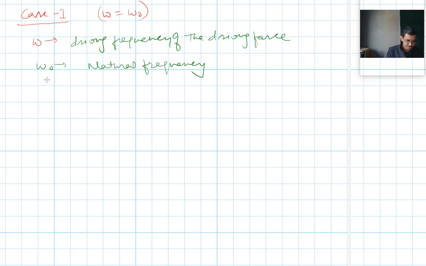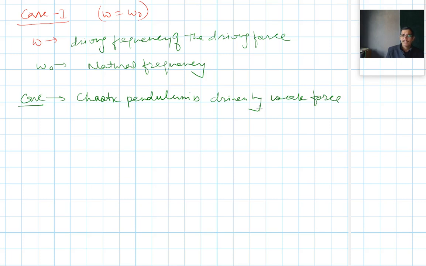Now consider a case when the chaotic pendulum is driven by a weak force, and this case is known as limit cycle. The case which I am discussing is the limit cycle. So the chaotic pendulum is driven by a weak force. What does it mean? It means that omega is equal to omega naught.